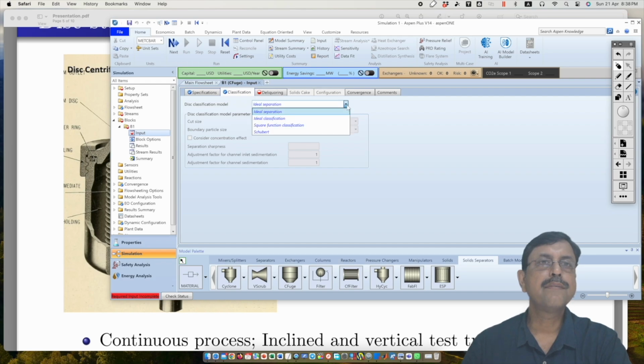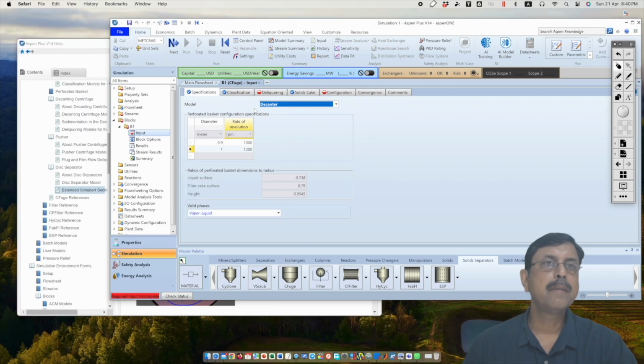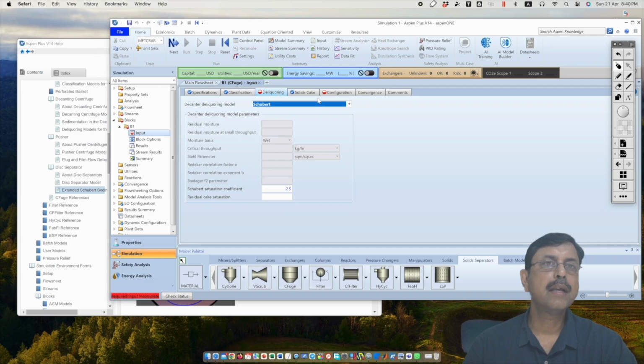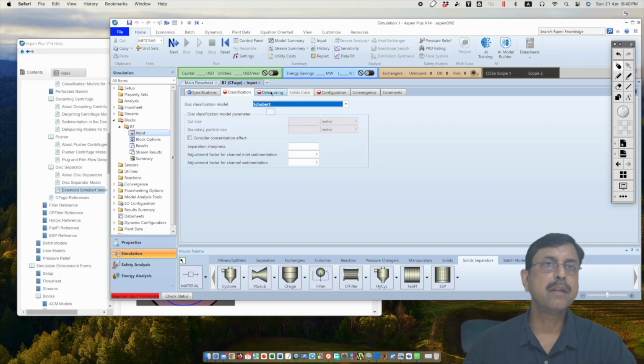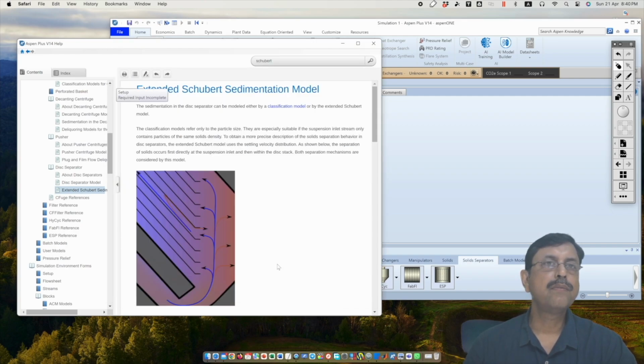Now here also you can find the ideal separation classification model, ideal classification model, square function classification, Schubert. You might remember in case of decanter, you had a Schubert dewatering model. Okay, but we are not looking for this one. We are looking for disk type classification where we have Schubert model. It's not dewatering model. Okay, and this Schubert disk classification model will be found from here.